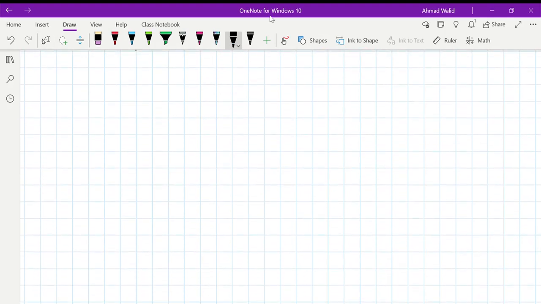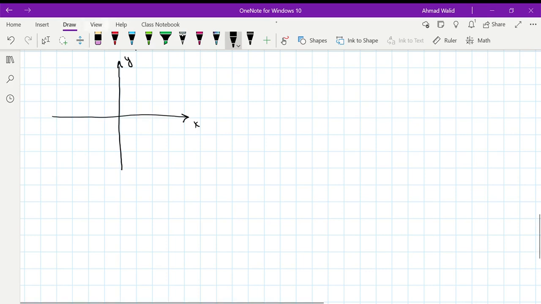Quadrant 3. If theta lies in quadrant 3, this is x, this is y. I'll draw theta for you. This is the initial side. This is the terminal side. This is theta. The angle lies in which quadrant? Quadrant 3. What to do?